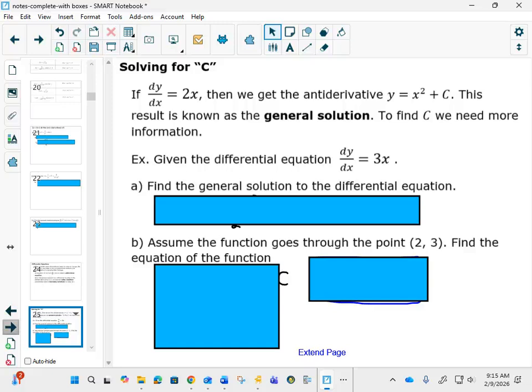For example, it could tell you, oh, in the original equation, it goes through the point 2 comma 5. Well, if it goes through the point 2 comma 5, that means I could plug in 5 for y, 2 for x, and then I could solve for c and find out, oh, in this specific situation, c would have to be 1.